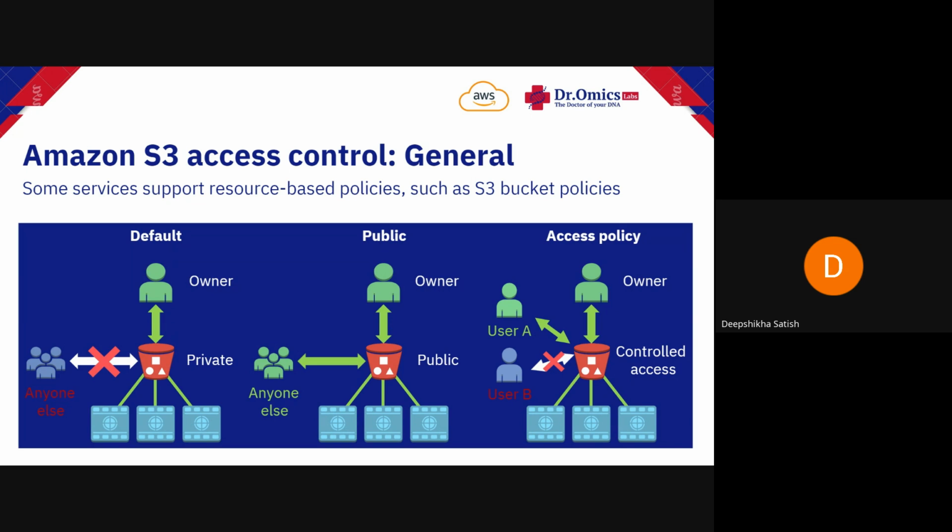Okay, so default public and access policies, you can see here who can access what. This S3 bucket policy mentioned user A and B. If there is a controlled access, then the owner default is own. If it is a default system, then what can be accessed by the owner in private and public, like this. Clear this?